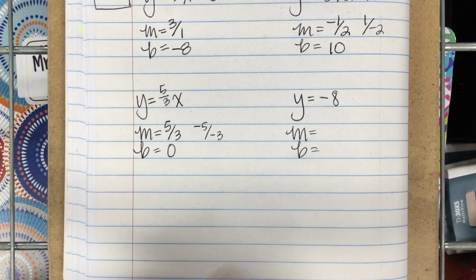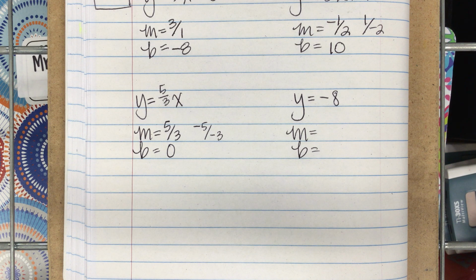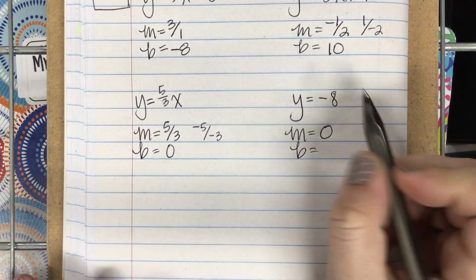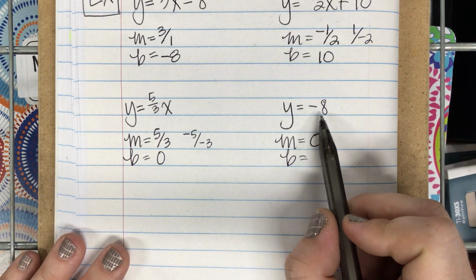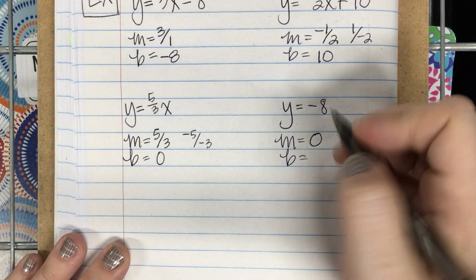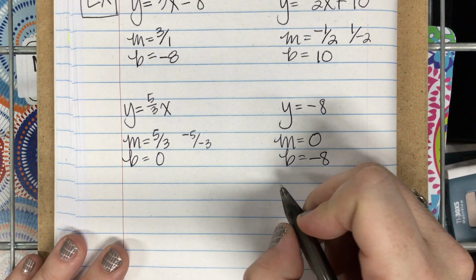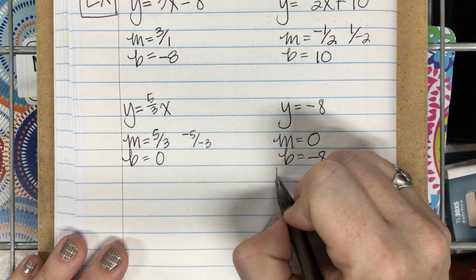Y equals -8. What's my slope? What's my intercept? Slope and intercept. Porter? 0. Perfect. 0 is my slope because it's the coefficient of x. And when I look, there is no x. So it's 0. My intercept is -8. What kind of line is this? Horizontal.